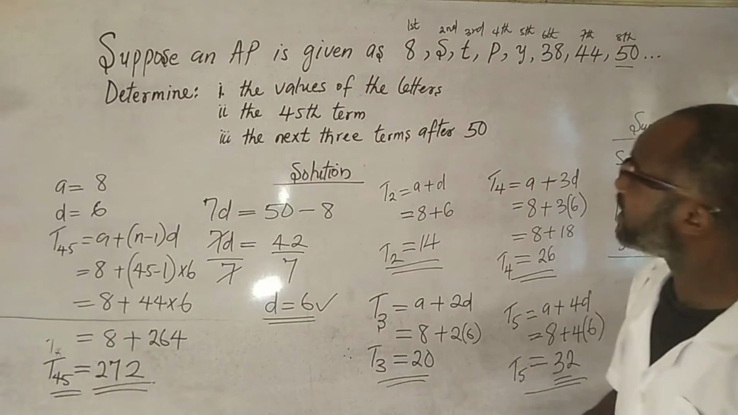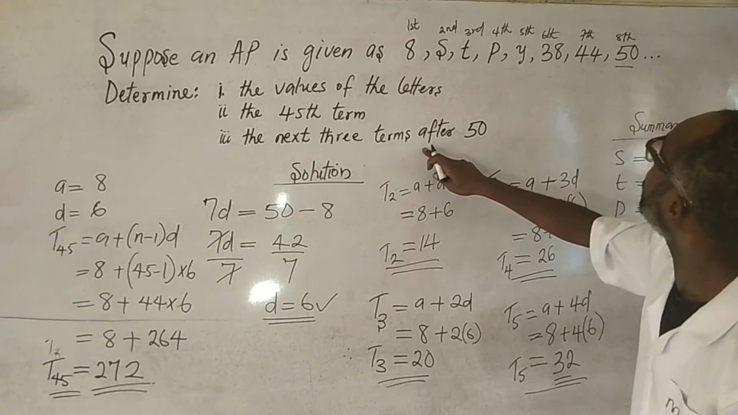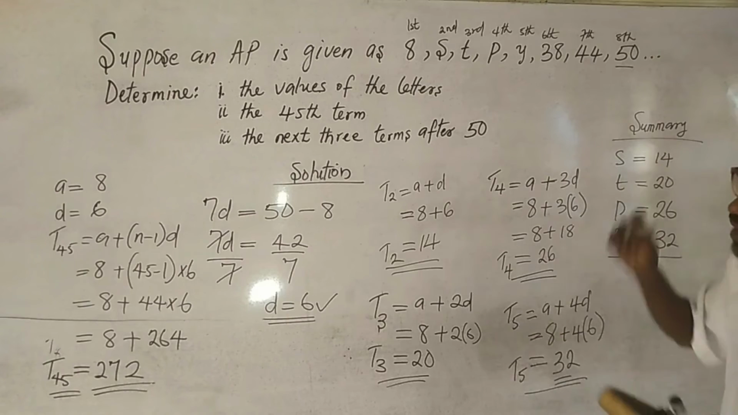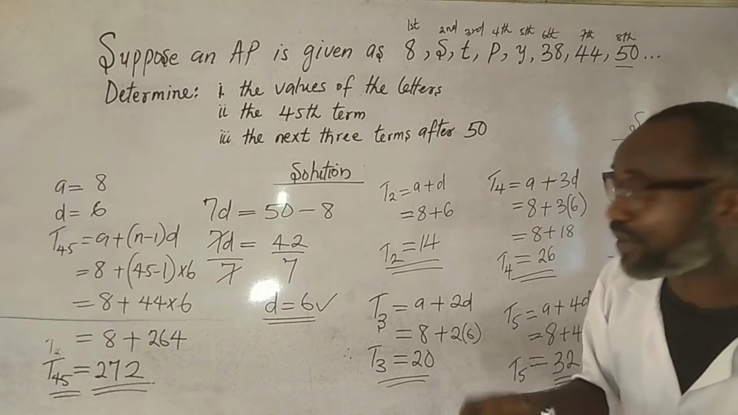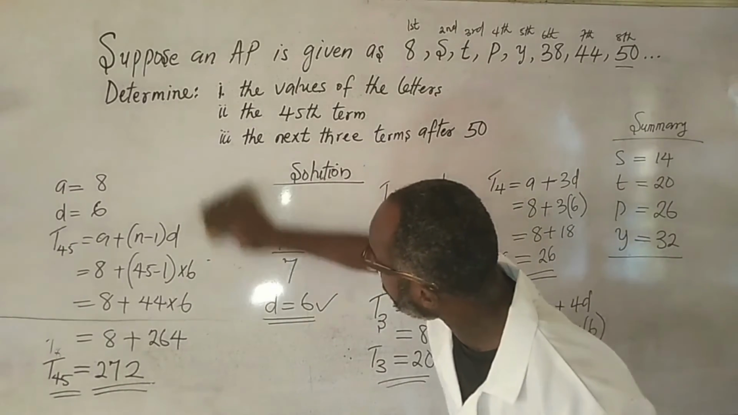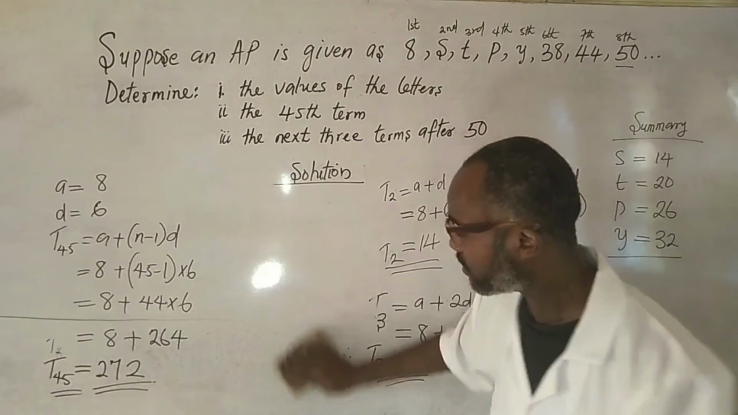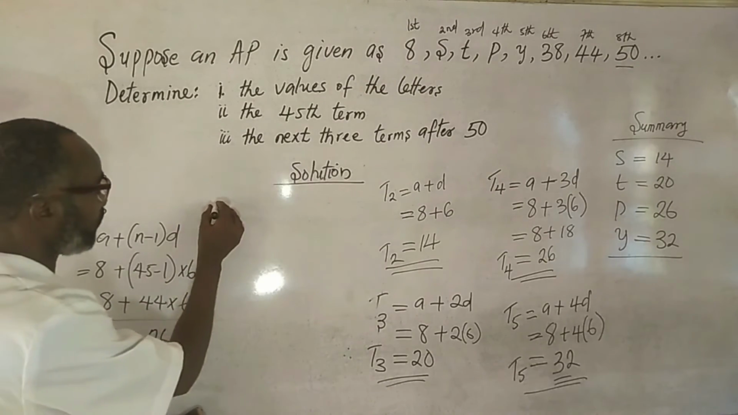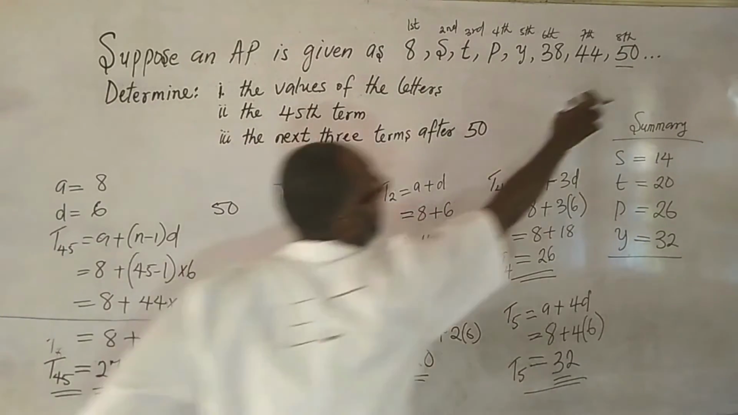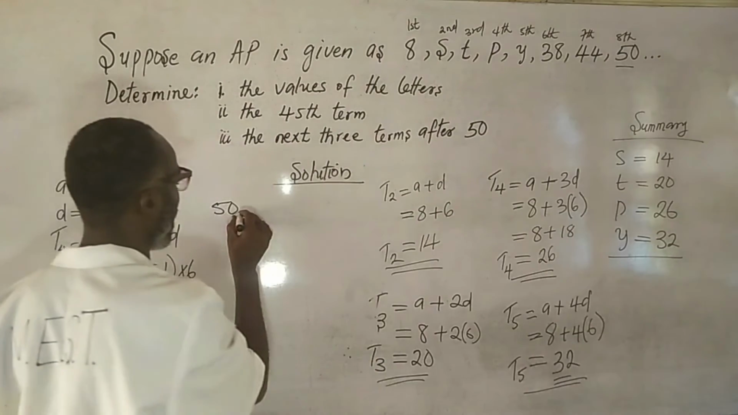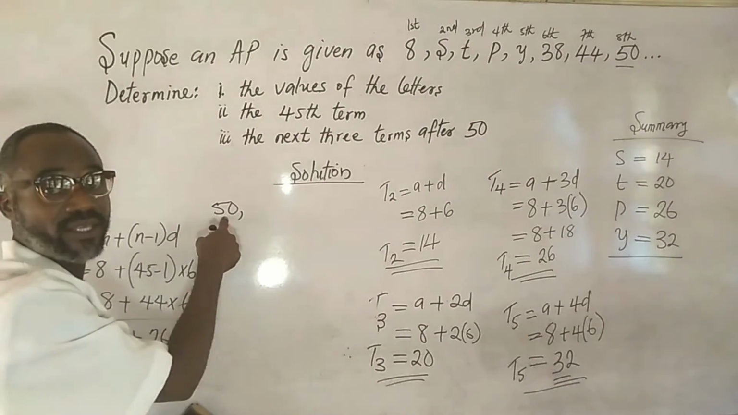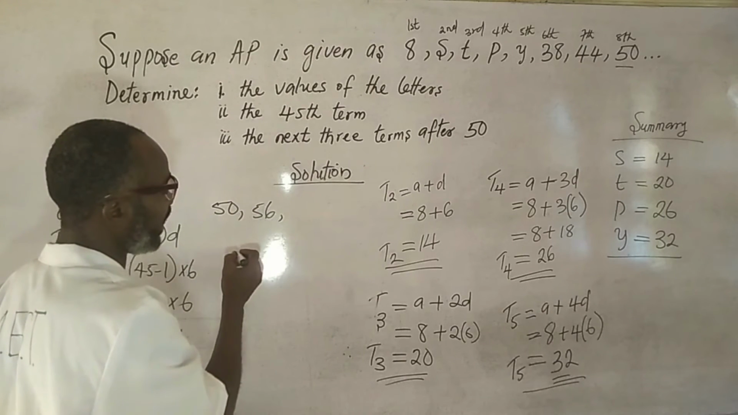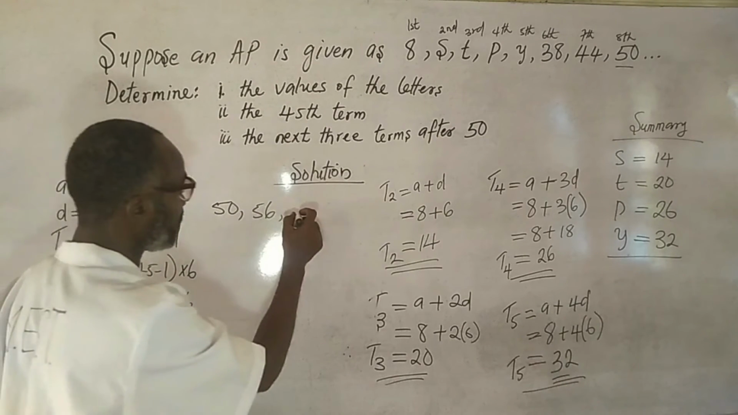Okay? And finally, the next 3 terms after 50. Very simple. The next 3 terms after 50 should be the easiest part of this question. This is 50, okay? So we add 6 to this point. We add 6, becomes 56. We add again 6, it becomes 62.